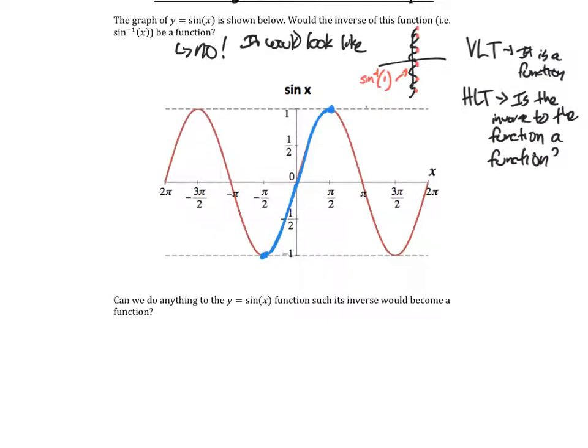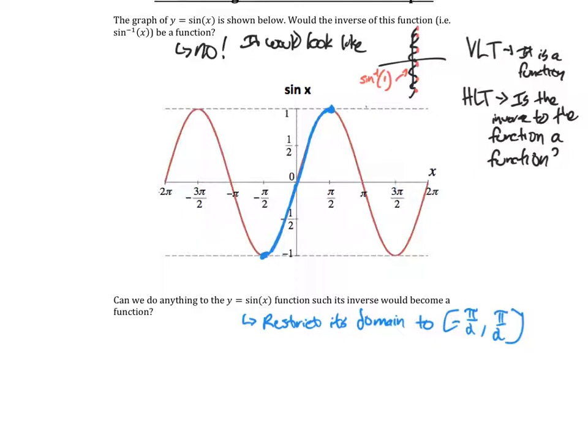So what we can do to sine of x is restrict its domain. Let me write this out. Restrict its domain to negative pi over 2 to pi over 2, including negative pi over 2 and pi over 2. If you look at this function, it still continues to pass the vertical line test, and it now also passes the horizontal line test at any point.